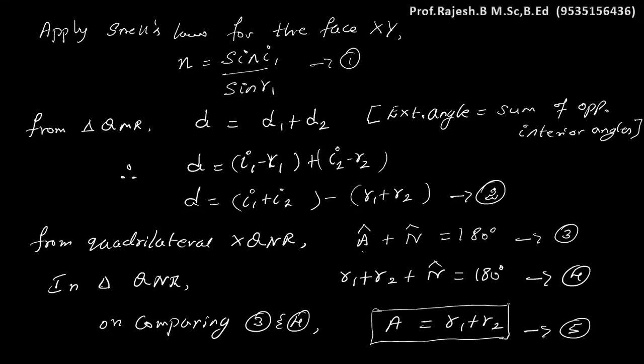Here, see, r1 plus r2 is there, so in equation 2, in this place we can replace A. Therefore, equation 2 becomes d is equal to I1 plus I2 minus A. Okay, call this as equation 6.